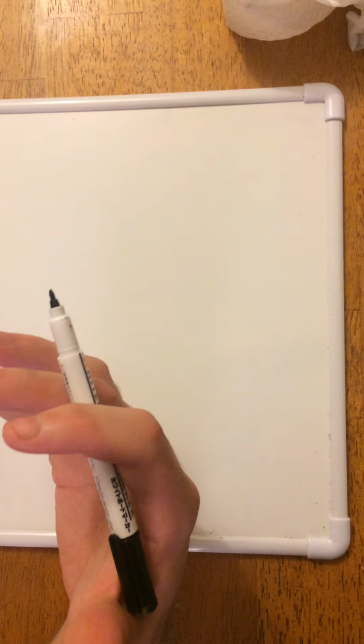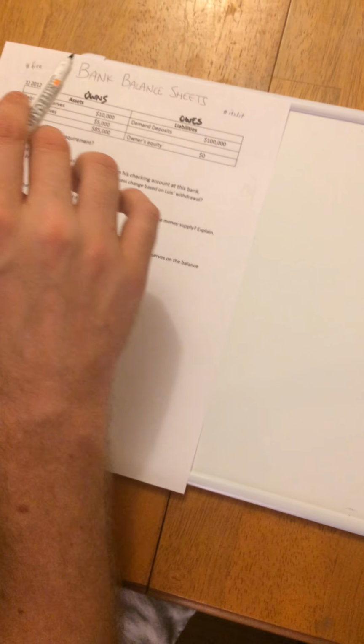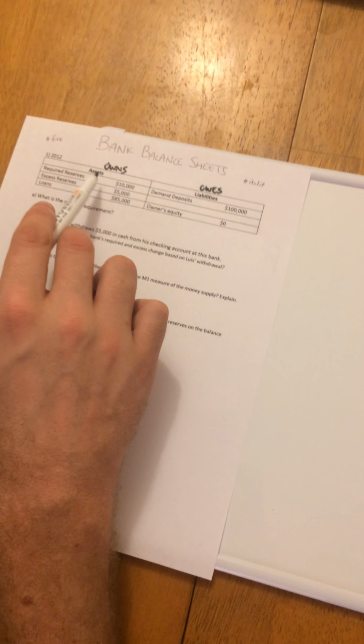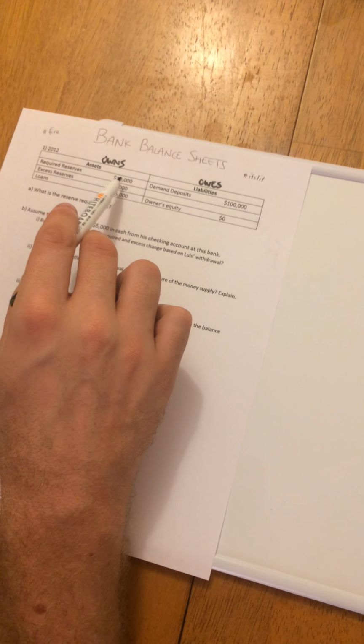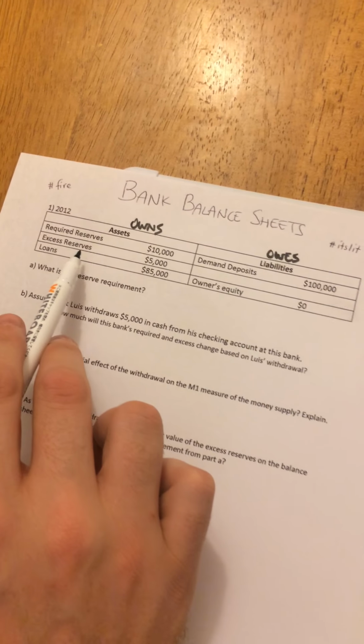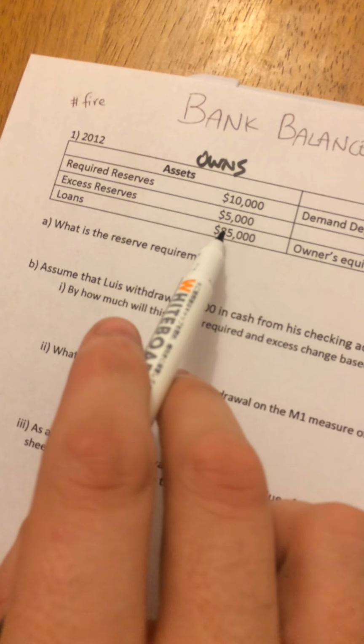So demand deposits reference the deposits that customers are making or that are already in there. In our case, $100,000. The equity we can forget. If it ever says something about business furniture or something, forget that too. Completely distracting. So on this side here, the assets that the bank owns, they have $10,000 in required reserves, $5,000 in excess reserves, and then $85,000 already loaned out.